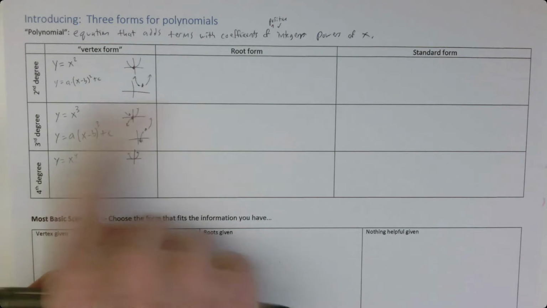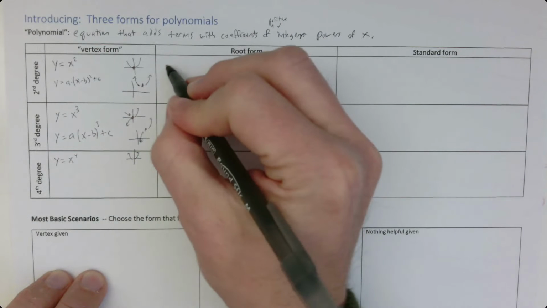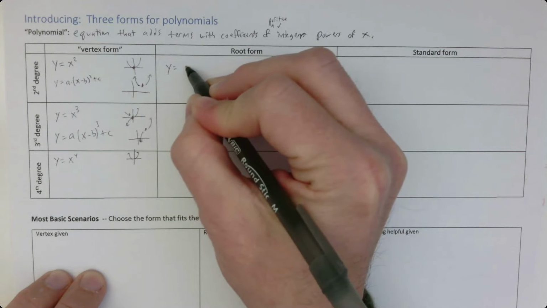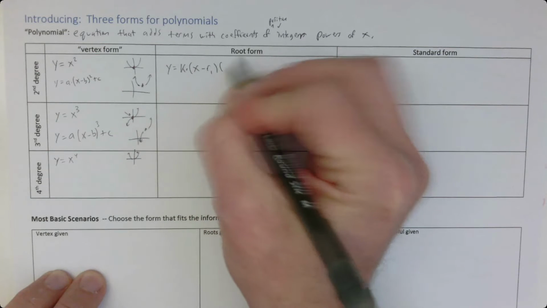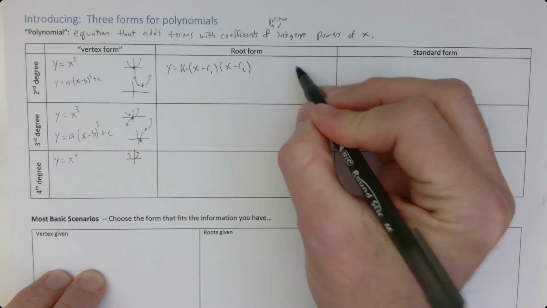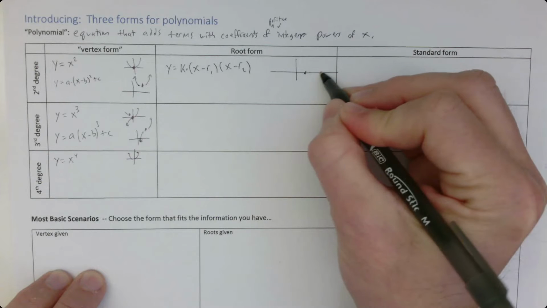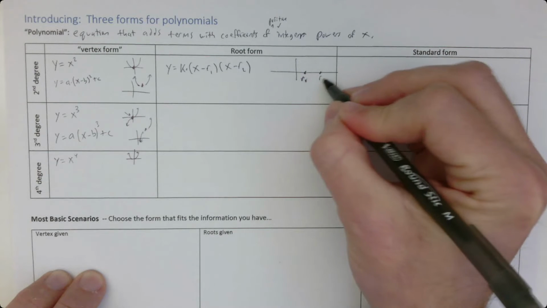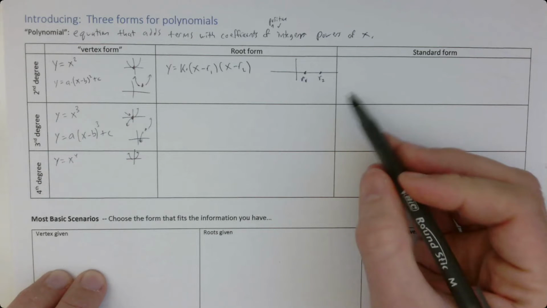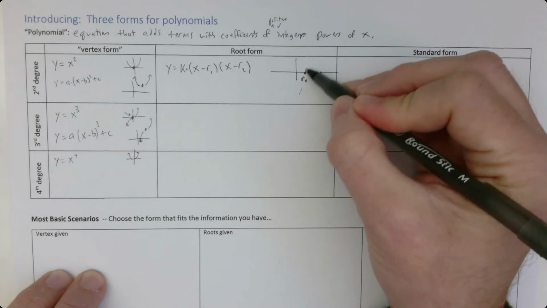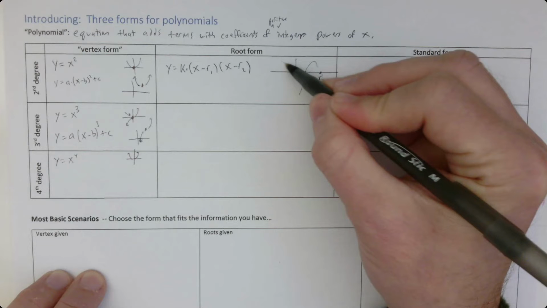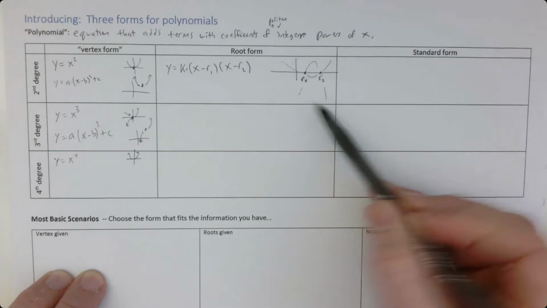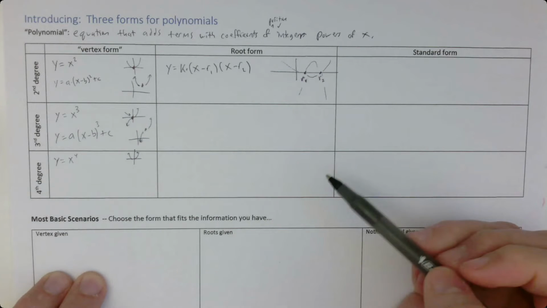Okay, so root form. What's nice about root form is it gives you the two roots, or the two x-intercepts. So in general, we could have a scale factor here, but then (x minus root 1) and (x minus root 2). And what that looks like graphically is you would have root 1 as the first x-intercept, root 2 is the second x-intercept. And then again, k is the scale factor. So you can imagine lots and lots of different quadratics that go through those two roots.